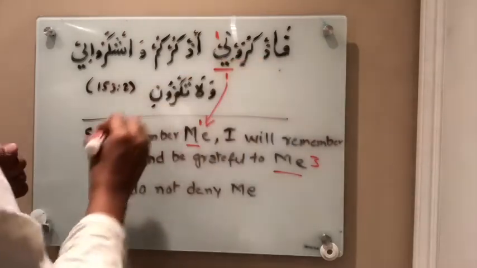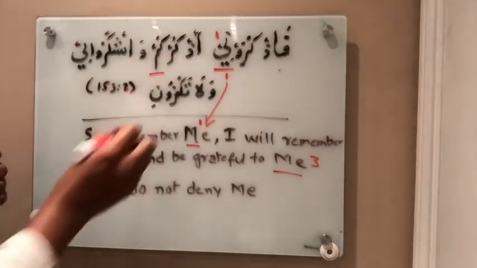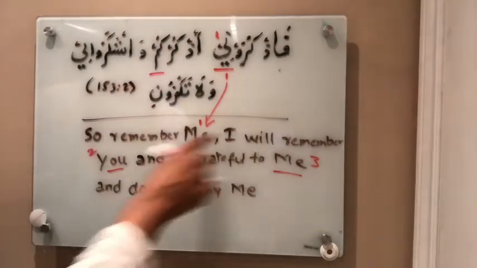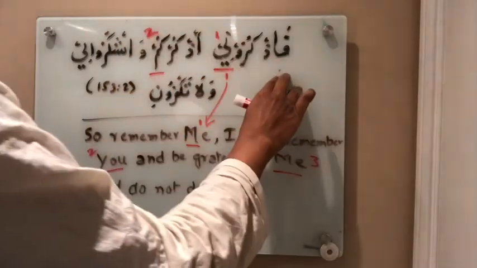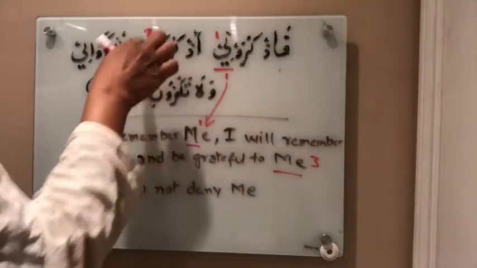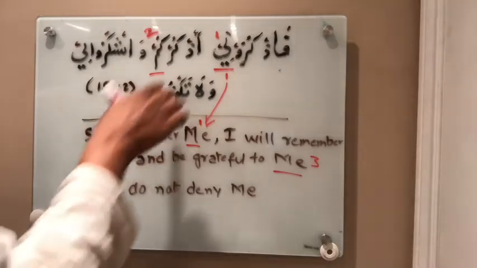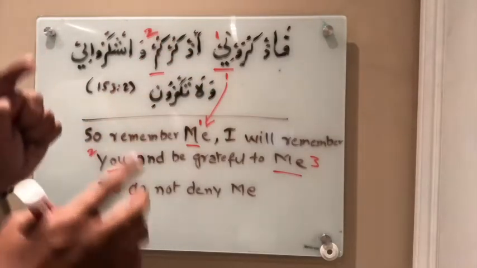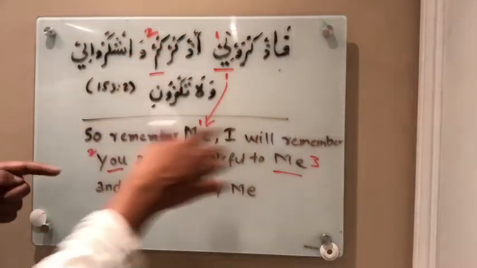Faskuruni, so remember me. Askurkum, I will remember you. So this is pointing to you. Faskuruni, so remember me. Kuruni, me. Askurkum, I will remember you. This kum is for you, plural, right? Kitabukum, your book. Askurkum, I will remember you.